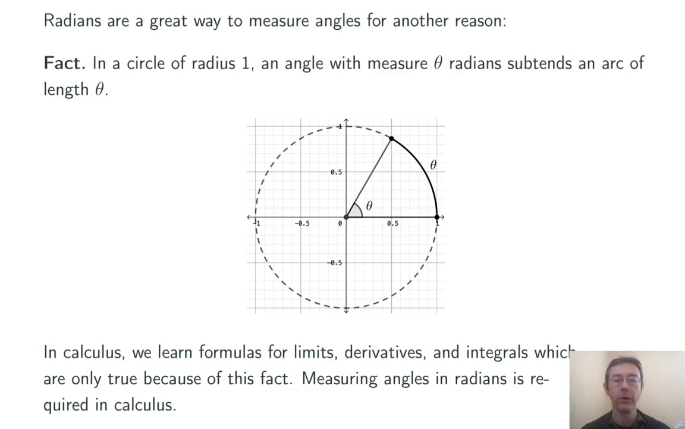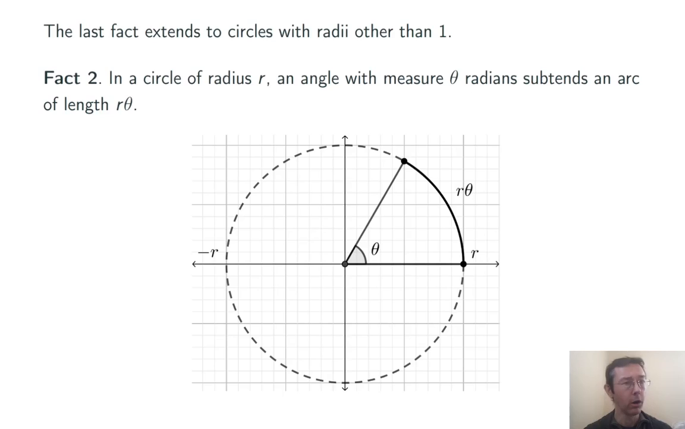In calculus, we learn all sorts of formulas for limits, derivatives, and so on, and they all depend on this fact right here. If we're not measuring our angles in radians, the formulas don't quite work. We can take that last fact and extend it to circles with radii other than 1. In a circle of radius r, an angle with measure theta subtends an arc of length r times theta, so it just scales up linearly.